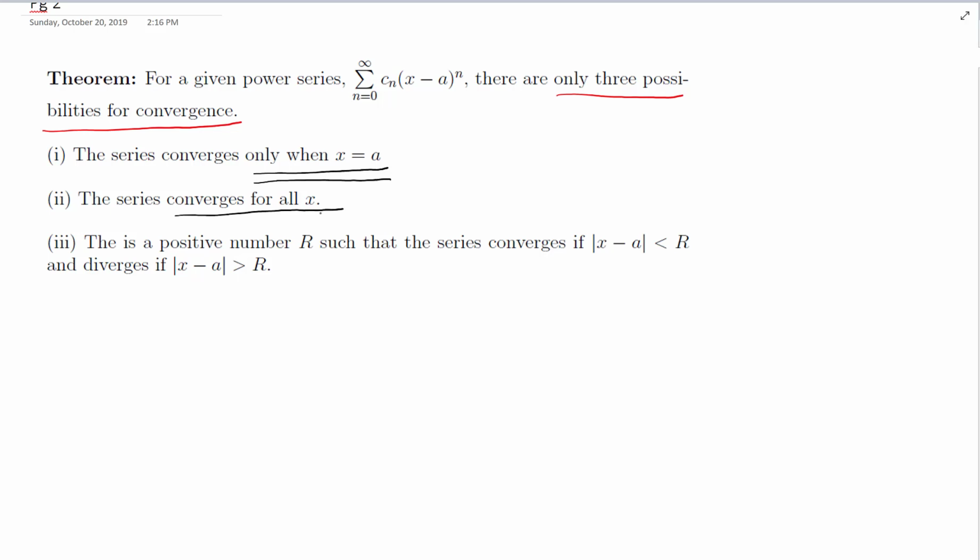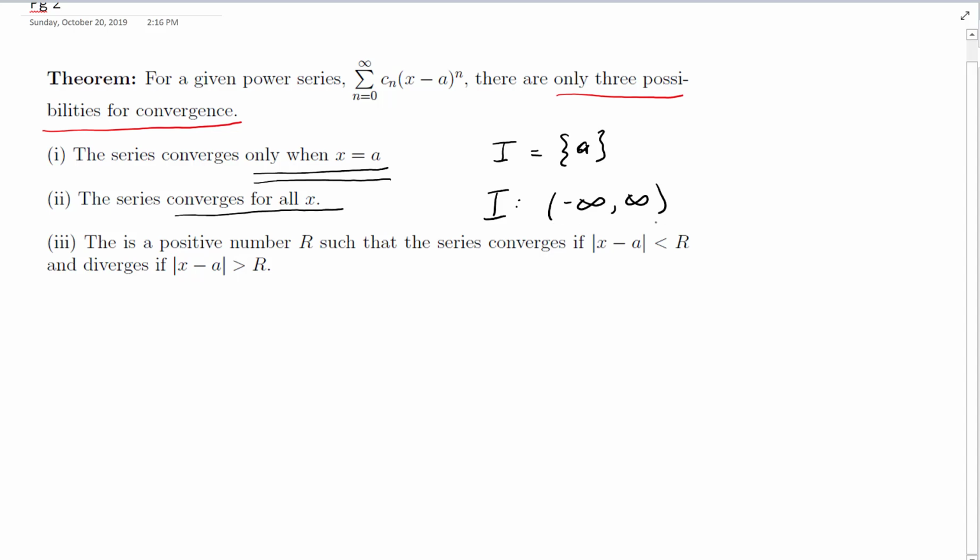Okay, so that gives us our idea. Now, with both of these cases, every power series has an interval of convergence. So this interval here for part 1 is just a single item, and it's just the set that contains just the letter A. In part 2, this interval is the interval from minus infinity to infinity. In other words, it is the entire number line.